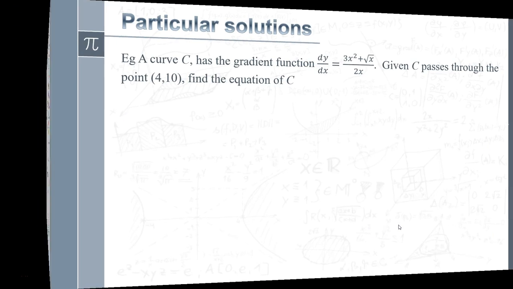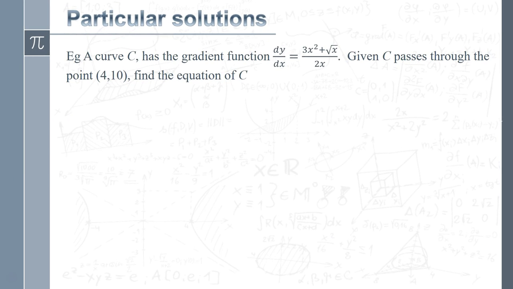So let's have a look now at another example. Here we've got the gradient function, a slightly more scary looking one. And we're told we've got a curve C that's going to pass through the point (4, 10).